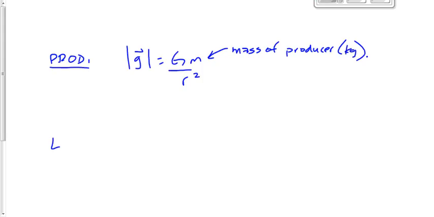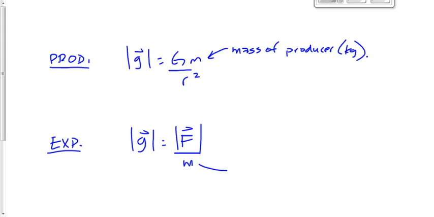Whenever you have information about what experiences the field, you're going to use this equation. g is equal to F over m. That's a simpler equation, but it's in some ways a little bit harder. Why? Well, because first of all, you have to recognize which mass to use, just as you do in the first equation. This would be, by the way, the mass of the experiencer, not the mass of the producer. The mass of whatever it is that's feeling the field, the mass of whatever it is that's being pushed or pulled, in kilograms.